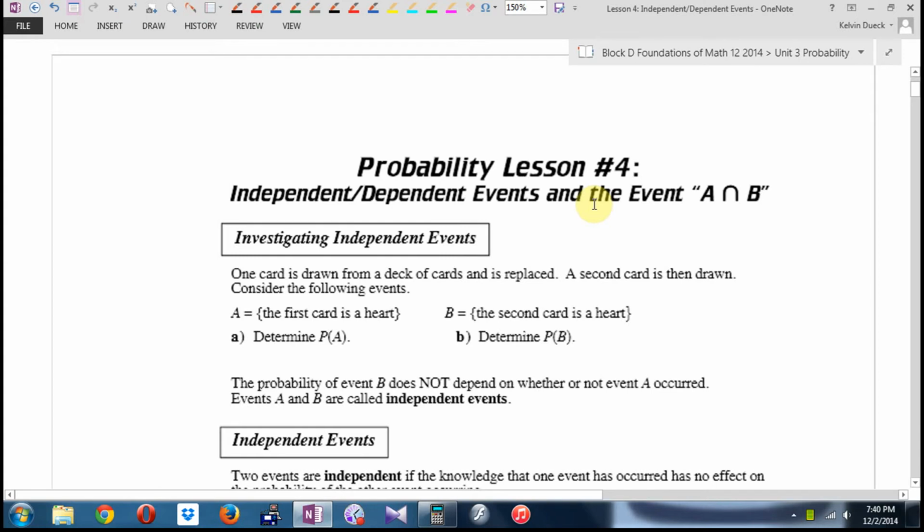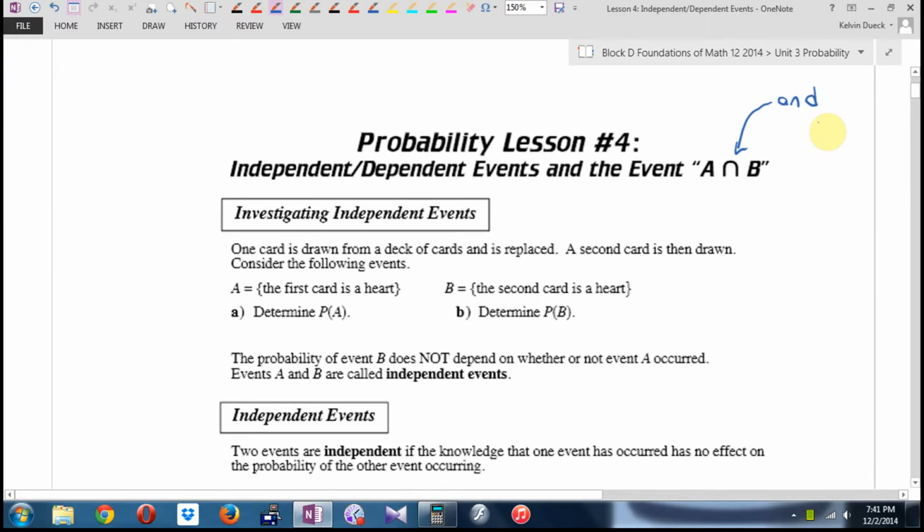So, lesson 4, independent and dependent events, and the event A and, remember this is going to be our symbol for and, B. The event A and B. So let's start looking at this.